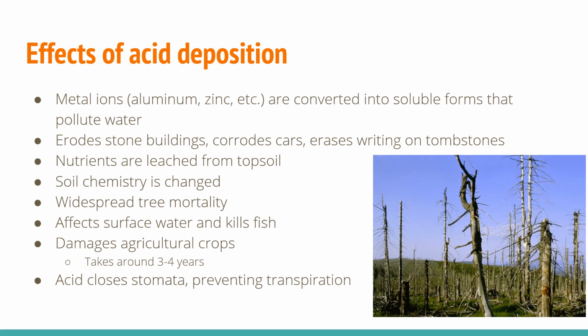Not only that, but it will affect surface water. It can kill fish, back to water pollution. It can damage agricultural crops. Maybe not from the first rain, but over time it will accumulate and maybe take a couple of years. And if you've learned plant biology, on the underside of the leaf you have little holes. Those little holes are called stomata. Acid rain and acid deposition will close the stomata, preventing transpiration. So that's how plants will die.